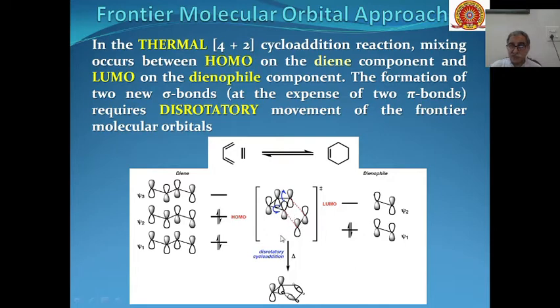And you can see that if there is a disrotatory motion, the overlap will be an effective overlap. Hence, the thermal reaction will be allowed through disrotatory movement of the frontier molecular orbitals. So this reaction will be allowed, thermal reaction through disrotatory movement of the frontier molecular orbitals.